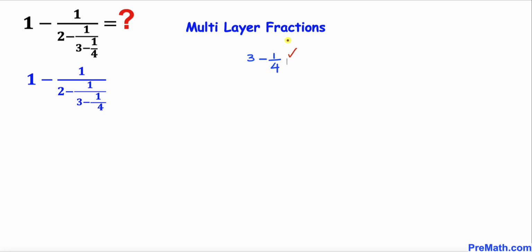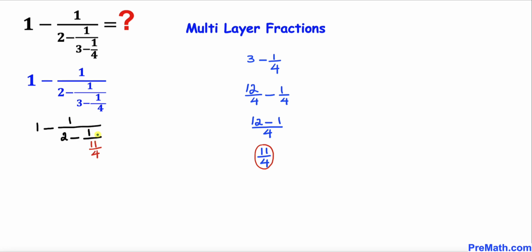Let's simplify now. In this next step, we can write this 3 as 12 divided by 4. This way we are going to have the same denominator 4. Then we can see that our simplified answer turns out to be 11 divided by 4. So therefore I am going to replace this part by 11 divided by 4.